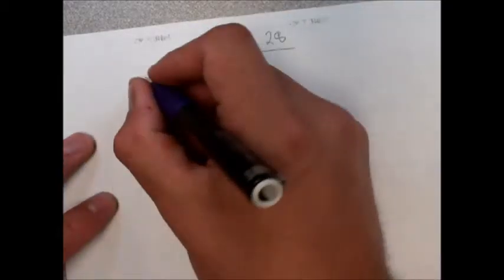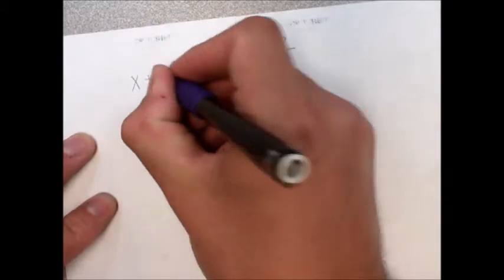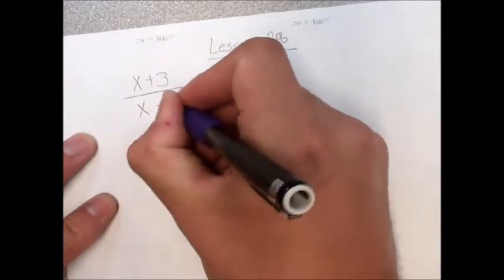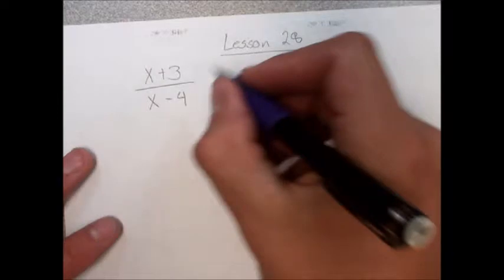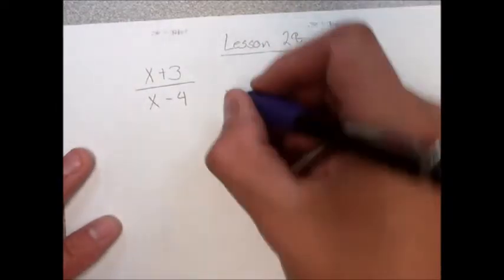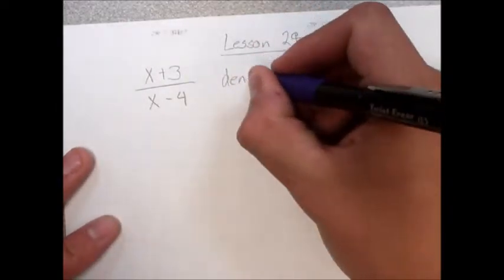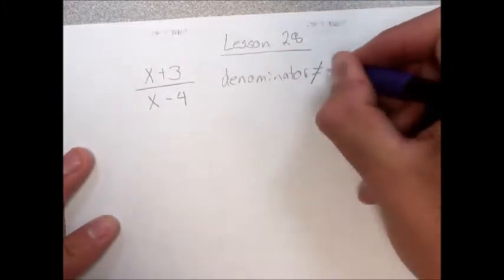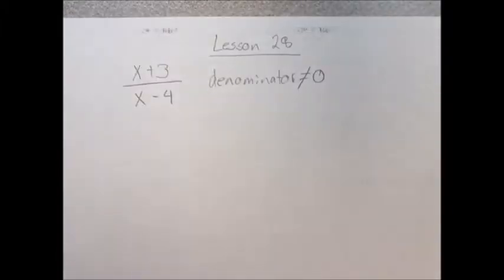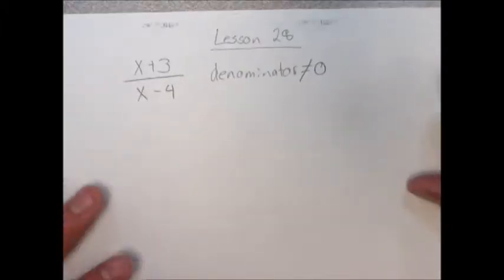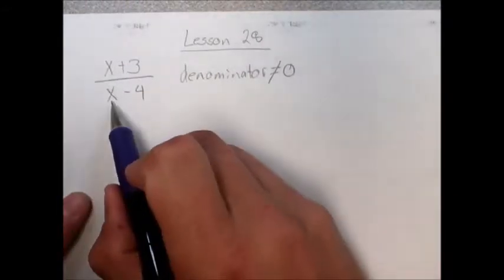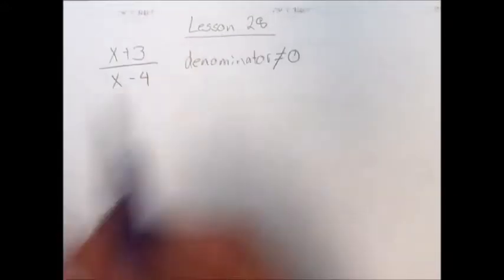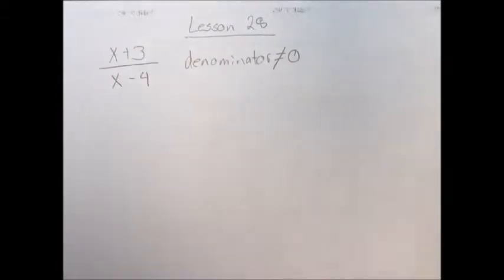First of all, we need to identify what an excluded value would be. So let's do a simple example. If I have x plus 3 over x minus 4, my excluded value would be anything that makes the denominator 0. The denominator cannot ever equal 0. It is not allowed. So all I do to find my excluded value is take whatever's on the bottom and make sure that it cannot equal 0. So I set it equal to 0 and then decide which one is not allowed.